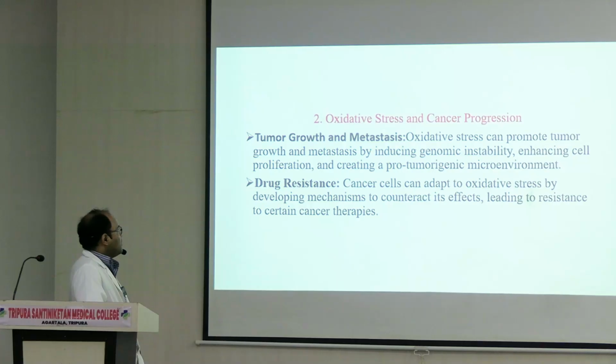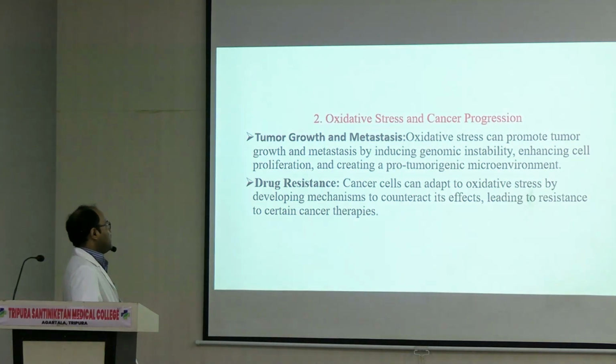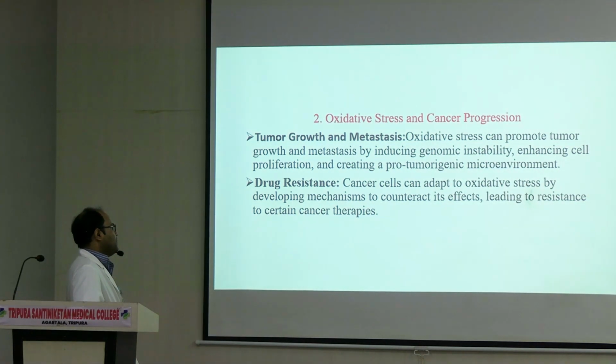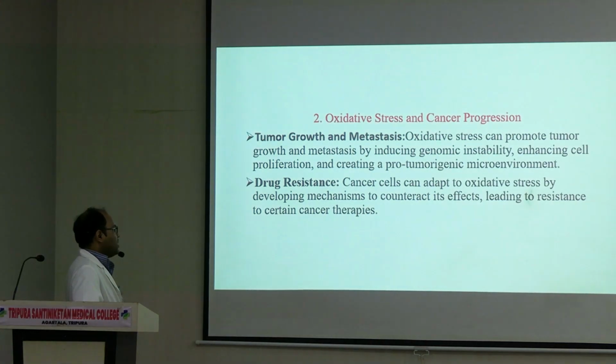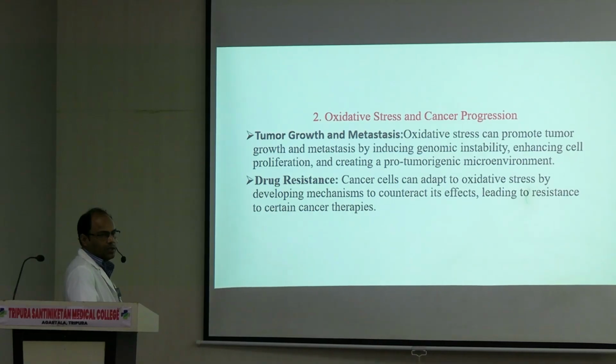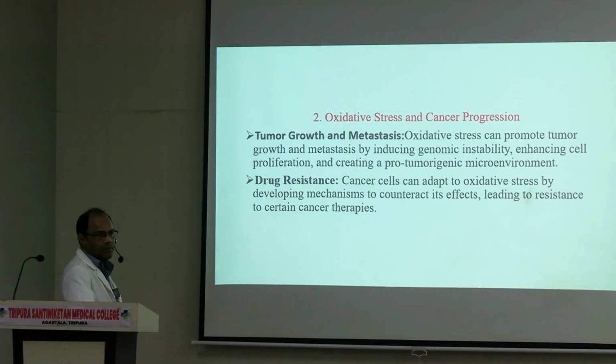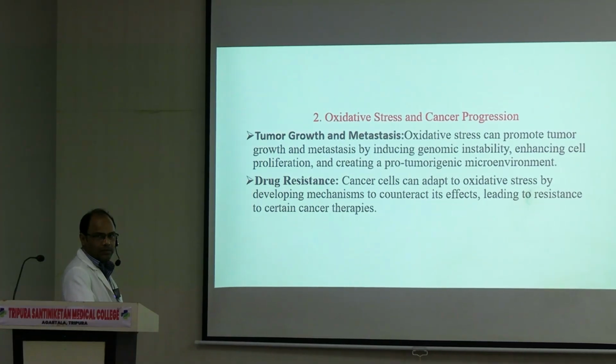Next stage is cancer progression. In tumor growth and metastasis, oxidative stress can promote tumor growth and metastasis by inducing genomic instability, enhancing cell proliferation, and creating a pro-tumorigenic microenvironment. Sometimes cancer cells can adapt to oxidative stress, leading to drug resistance. Chemotherapy cannot cure this patient because of oxidative stress.